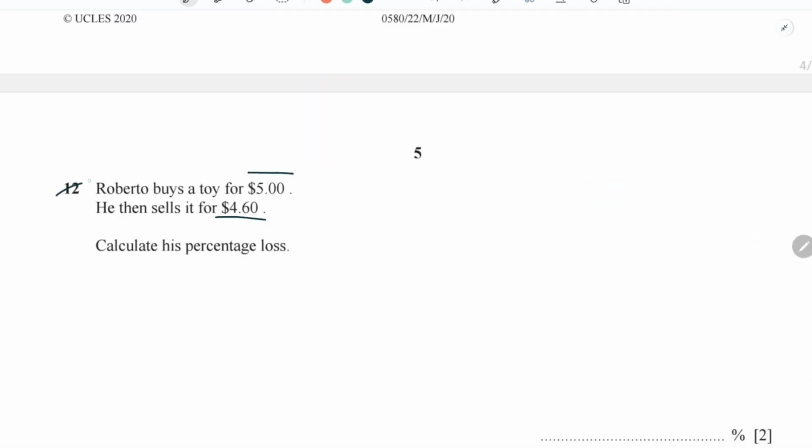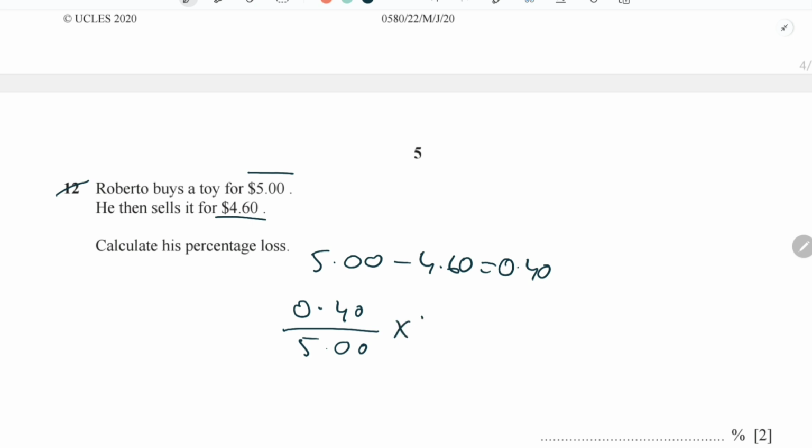Now we have question number 12. Roberto buys a toy for $5. He sells it for $4.60. Calculate his percentage loss. So first we find the loss. 5.00 minus 4.60, we subtract this one, so we get 0.40. So this is the loss. Now 0.40 over the total one, that is 5, times 100. So we get the loss percentage. When we solve this one, we get 8. So the 8% is the loss.